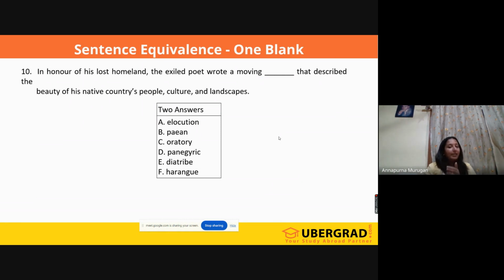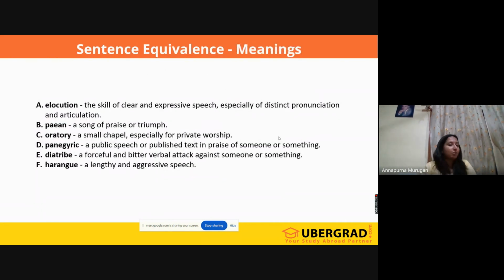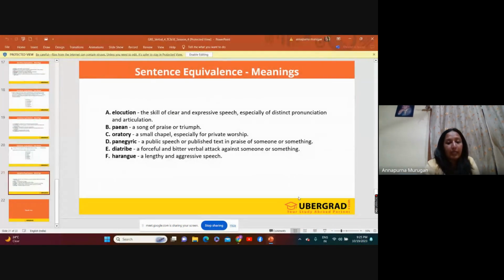Okay. So therefore, the leftover is panegyric. Let me show you the meaning also. It's a tribute. Very good. See, that means it's not always that we need to know every word meaning. Even by understanding and eliminating, we can pick the right words here. Right?